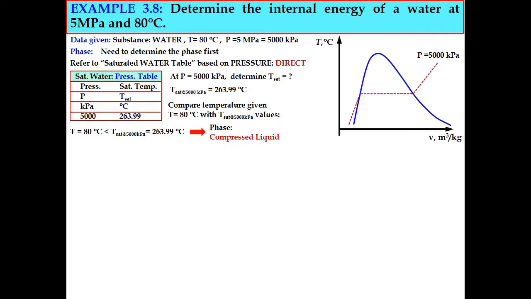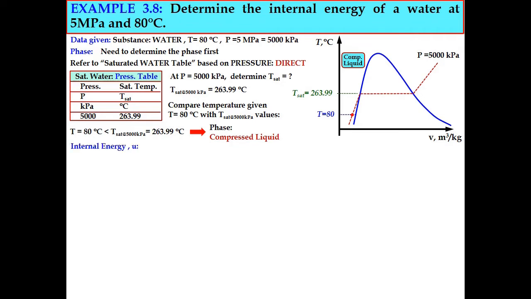Okay, if we plot on the T-v diagram, we just draw the constant pressure line of 5000 kilopascal or 5 megapascal, and the saturated temperature is equal to 263.99 degrees Celsius. And we just draw the horizontal line for the temperature of 80 degrees Celsius, and the intersection with the constant pressure line will be within the compressed liquid region. That's how we can determine the phase for the specific state for the compressed liquid region.